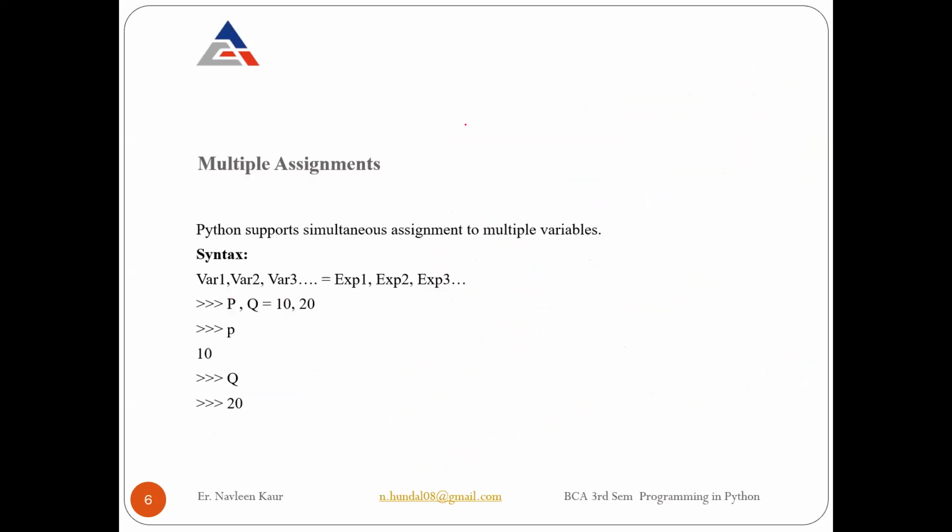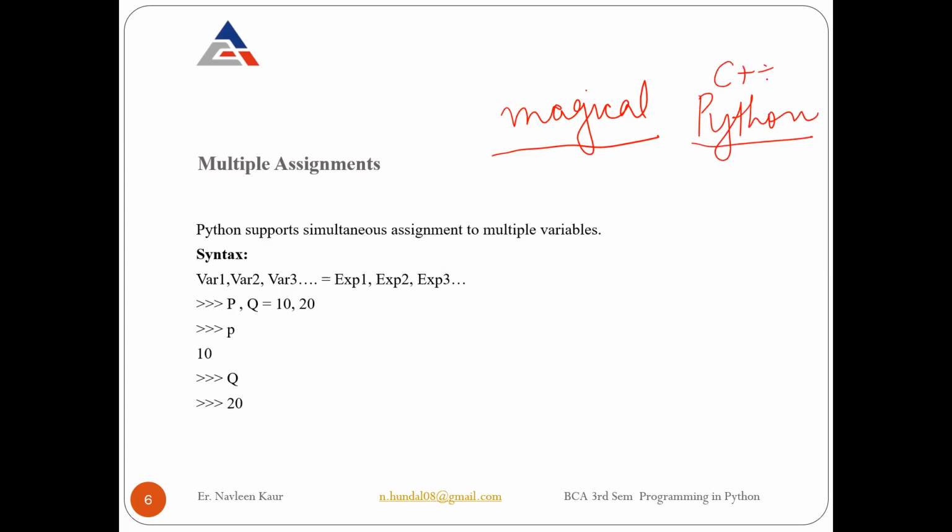Okay. After that, I told you one magical concept. Why is it magical? Because this concept is only possible in Python. This concept was not possible in other languages, C++, C, Java or anything. And it is known as multiple assignments. It means in a single line, you are assigning multiple values to multiple variables.